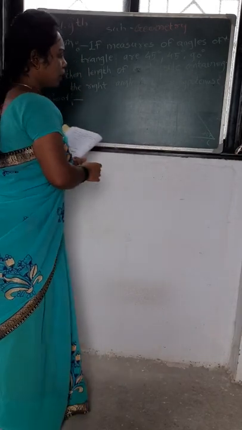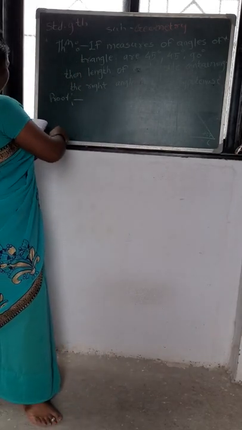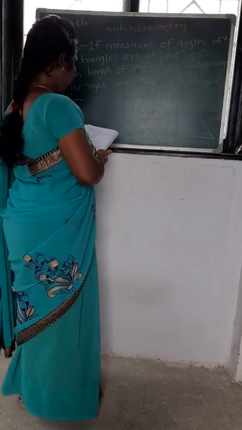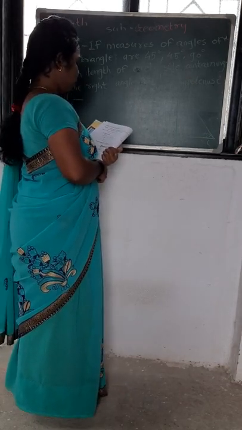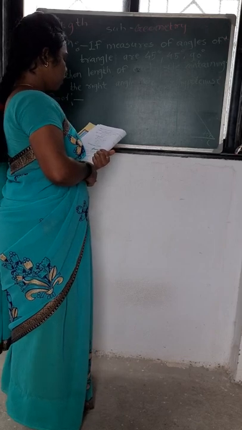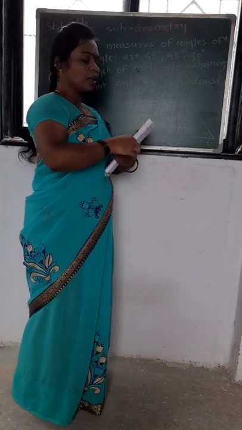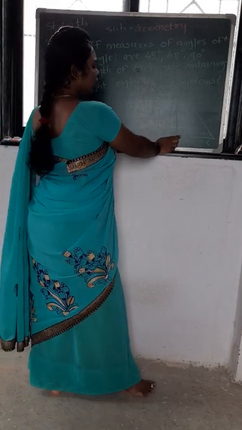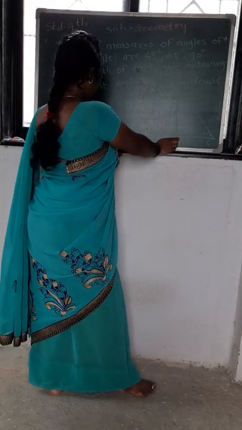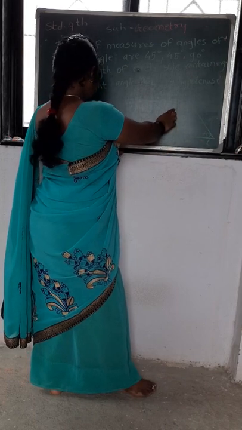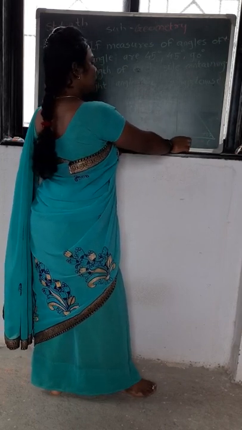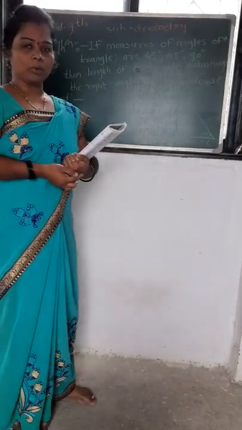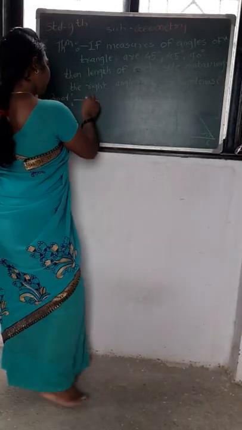Then, starting with the proof, we have to prove that the length of the side containing the right angle, that is AB and BC, AB is equal to 1 by root 2 into hypotenuse. We have to prove this.